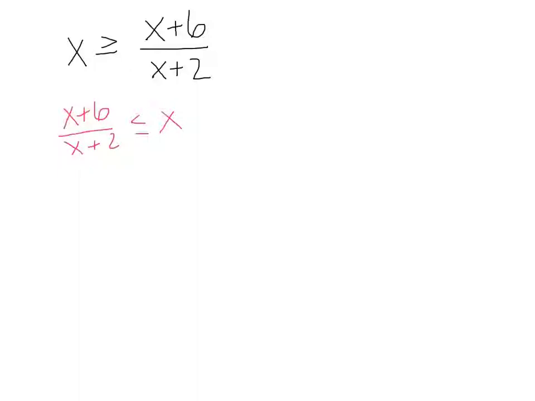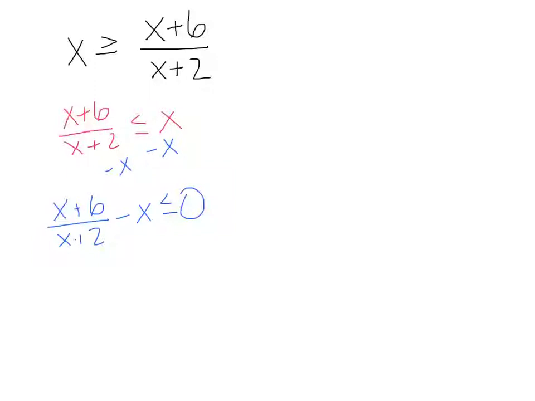Do you have to do that? No, but that's the way I'm going to do it. Notice how I flipped the entire thing over, so I needed to flip my inequality sign. Now we need to relate it to 0, so we're going to have to get rid of that x by subtracting x from both sides. So you have x plus 6 over x plus 2 minus x is less than or equal to 0.